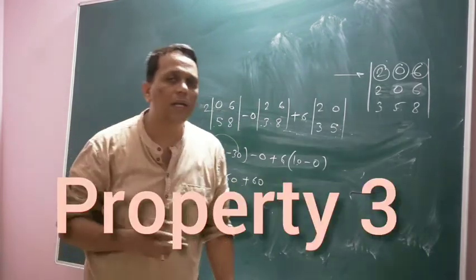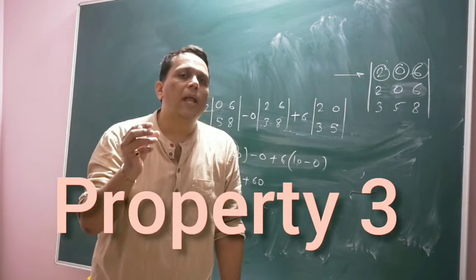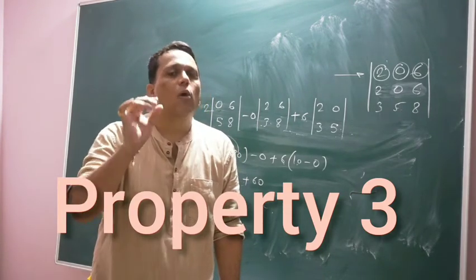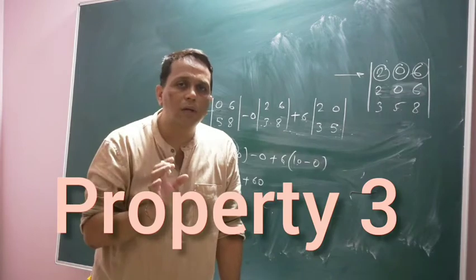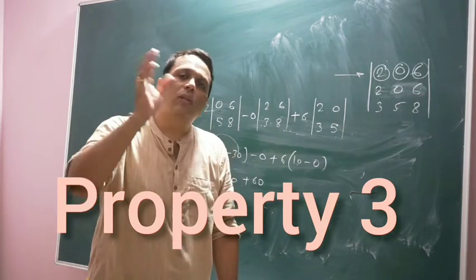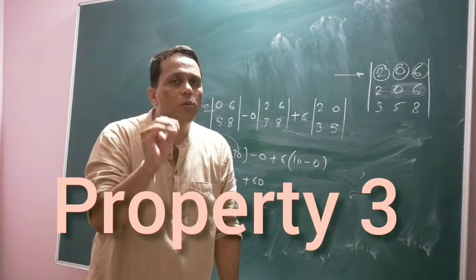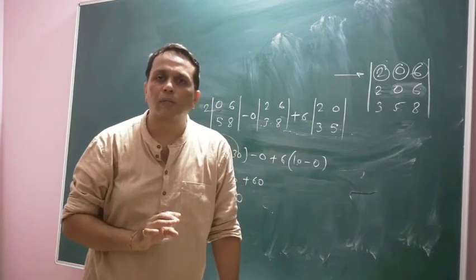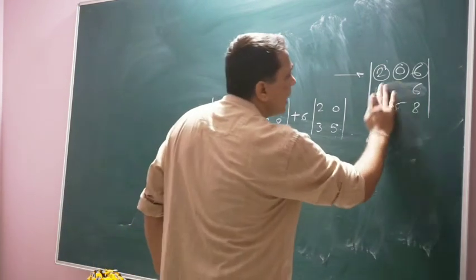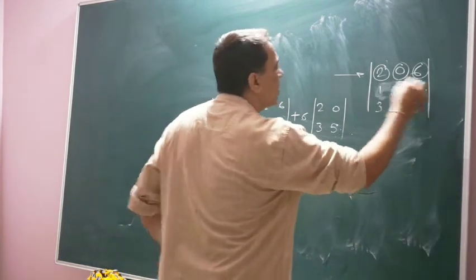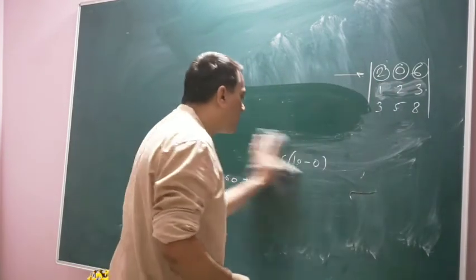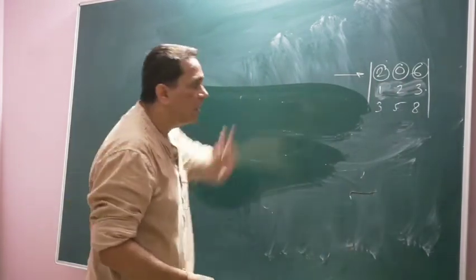The next property is, if we multiply any row or any column by any number, then the value of the determinant is also multiplied by that number. For example, if this is our next determinant, first let's find the value of this determinant.